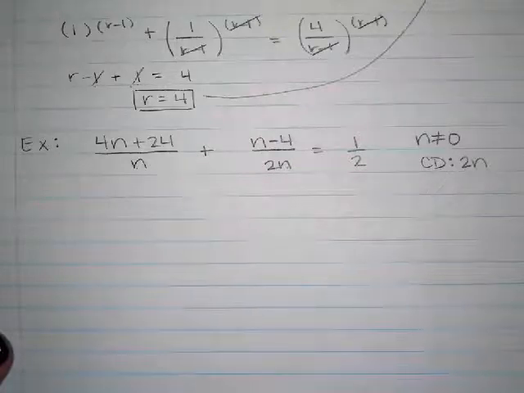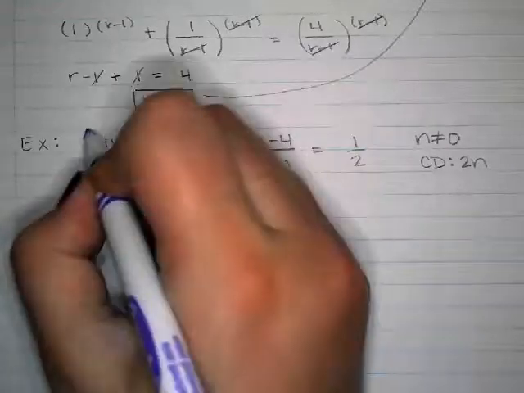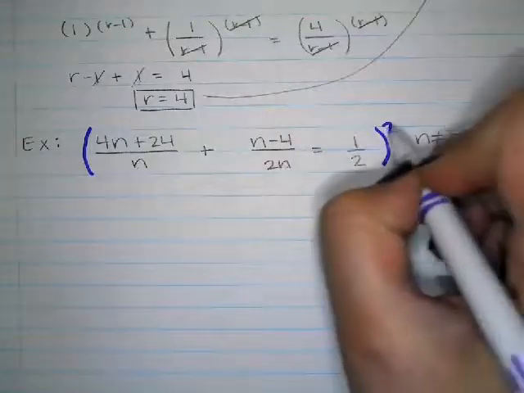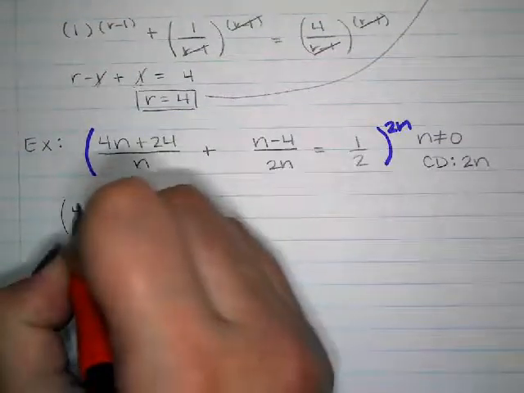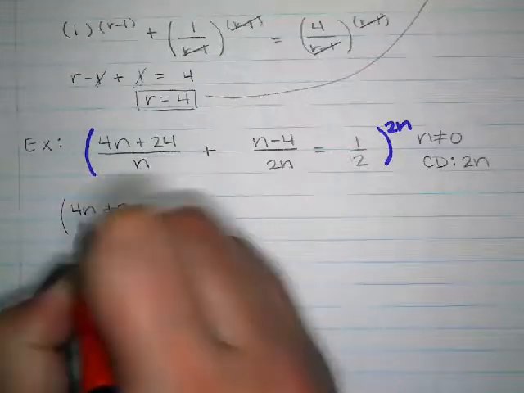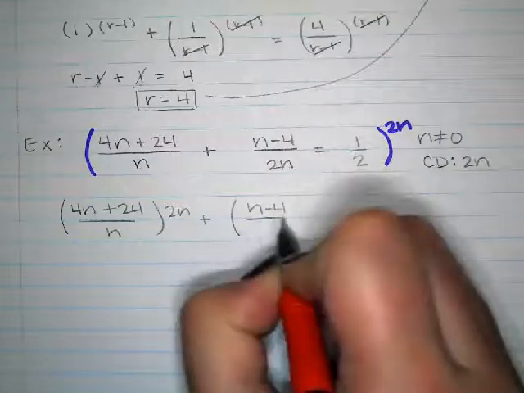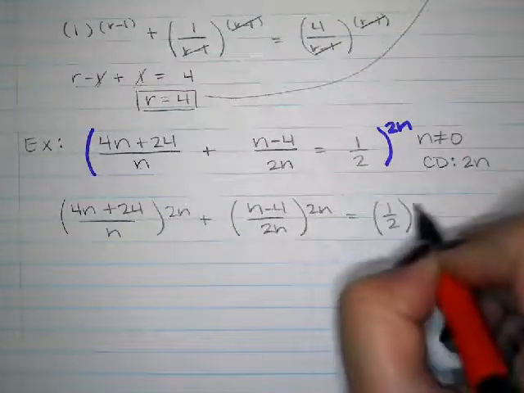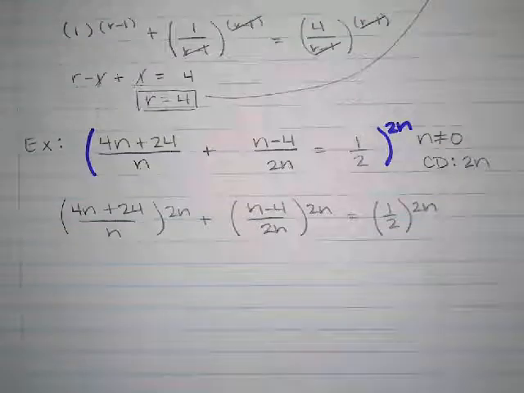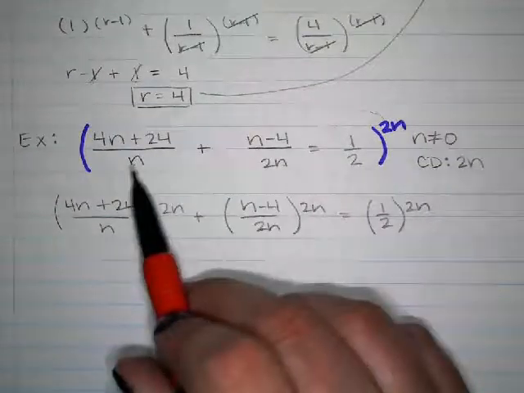All right. Okay, so we're going to take the entire equation and we're going to multiply it by 2n. So I've got 4n plus 24 over n times 2n, n minus 4 over 2n times 2n, 1 over 2 times 2n. Now, I don't know if any of you got to this point yesterday on the assignment, but some students start to do this distribution and canceling in their head. I just wrote it right beside the problem.